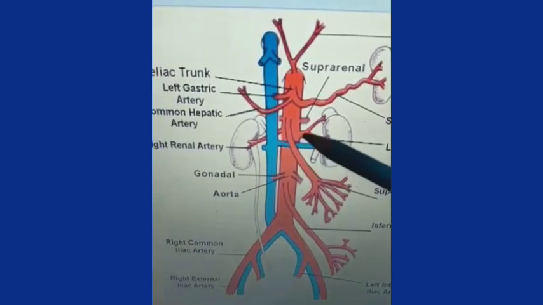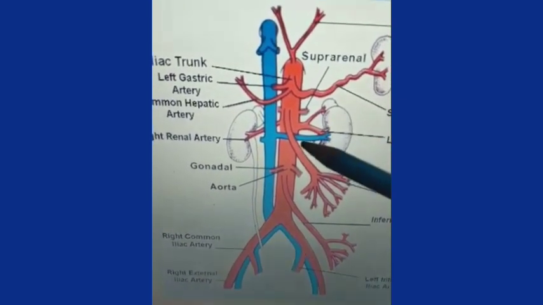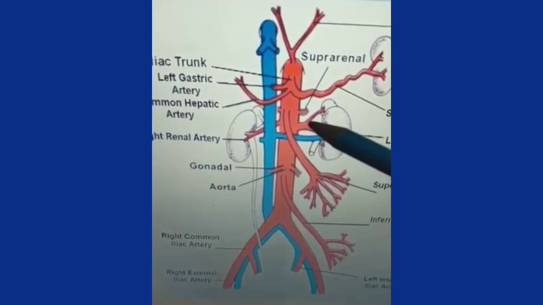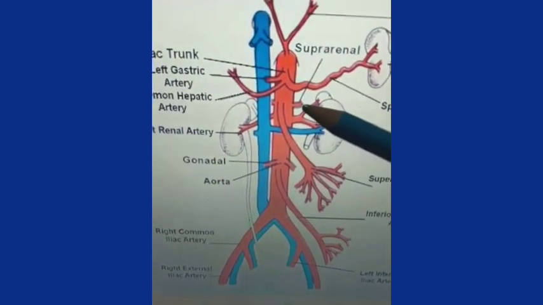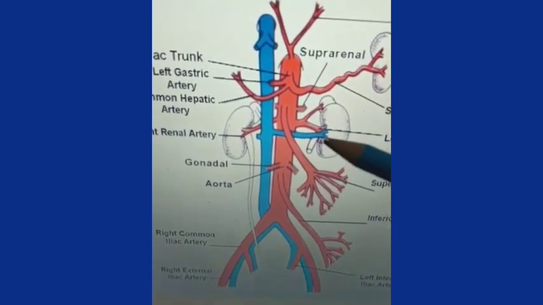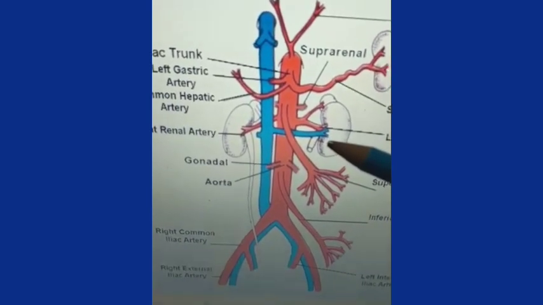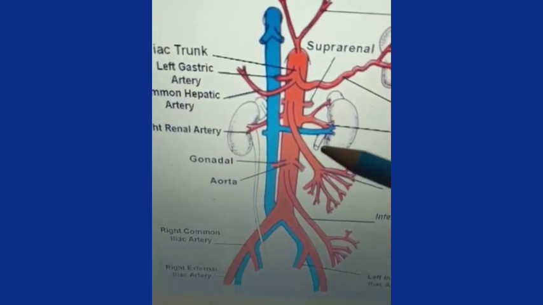And the left renal artery runs behind the left renal vein, and behind the splenic vein, and it supplies the left kidney by entering through the hilum of the kidney.